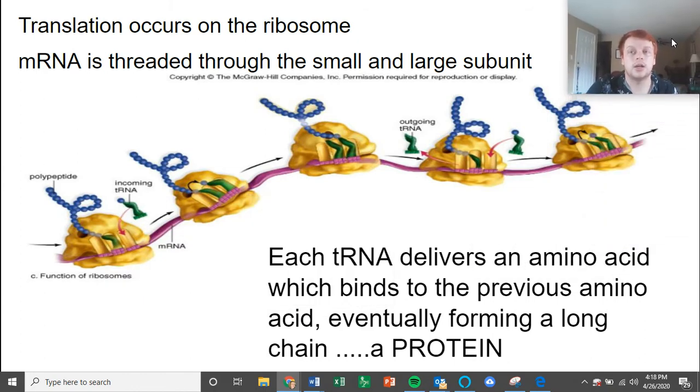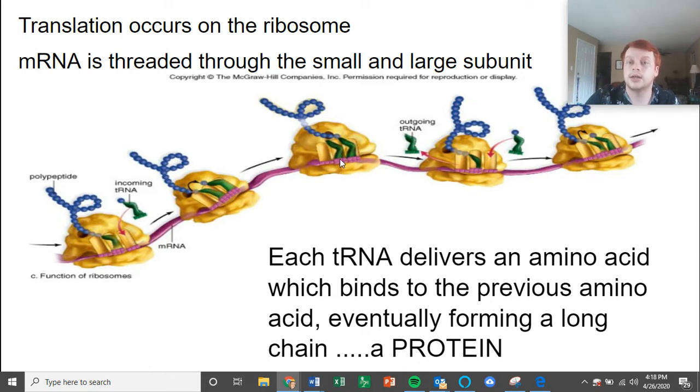Translation happens on the ribosome. Remember, we learned about the ribosome when we learned about cell structure. So the mRNA, that's this purple part here, is threaded through the small and large subunit on the ribosome here. As the mRNA goes through, different tRNA molecules come along and see if the codon on the mRNA matches the anticodon on themselves, on the tRNA.